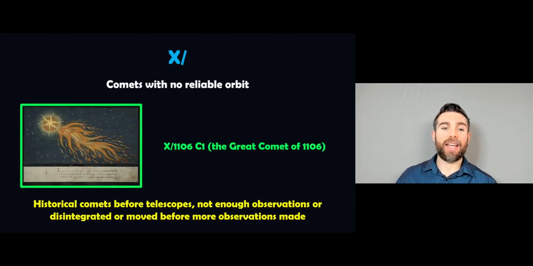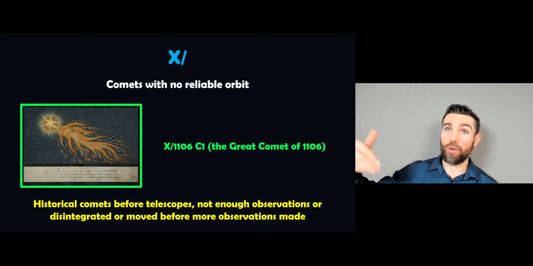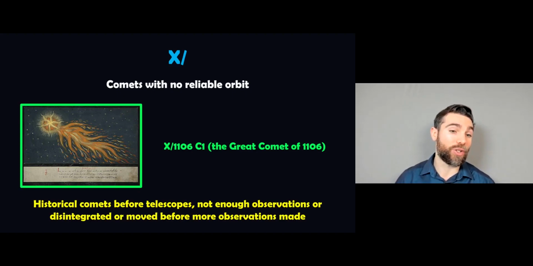Now the X is for comets that have no reliable orbit. These are mostly historical comets, from before telescopes were really used to make observations. There weren't enough observations to get a reliable orbit, or they disintegrated or moved in the sky to an unfavourable location where follow-up observations couldn't be made. So there just wasn't enough information about these comets to get a reliable orbit, and these will be designated X. An example here is the Great Comet of 1106. It was called X/1106 C1.